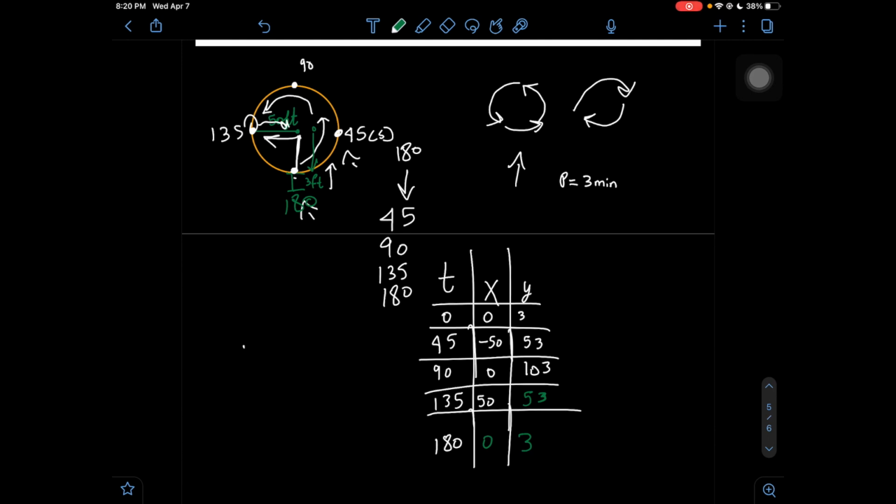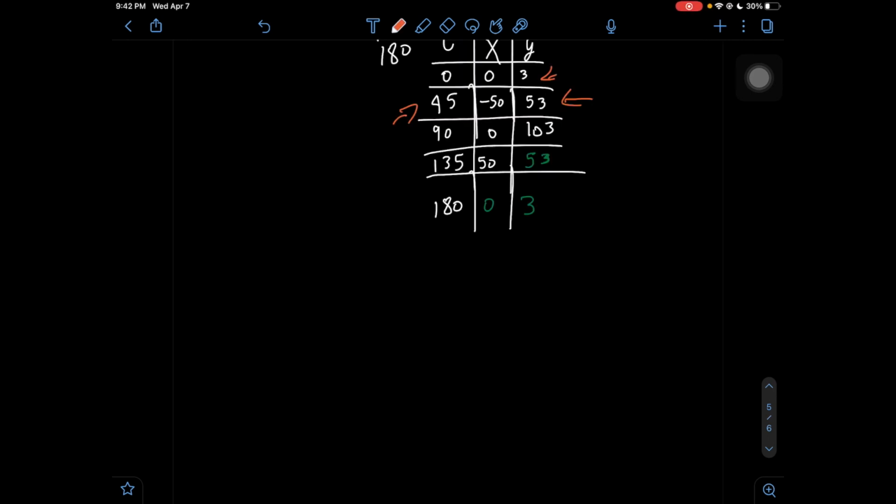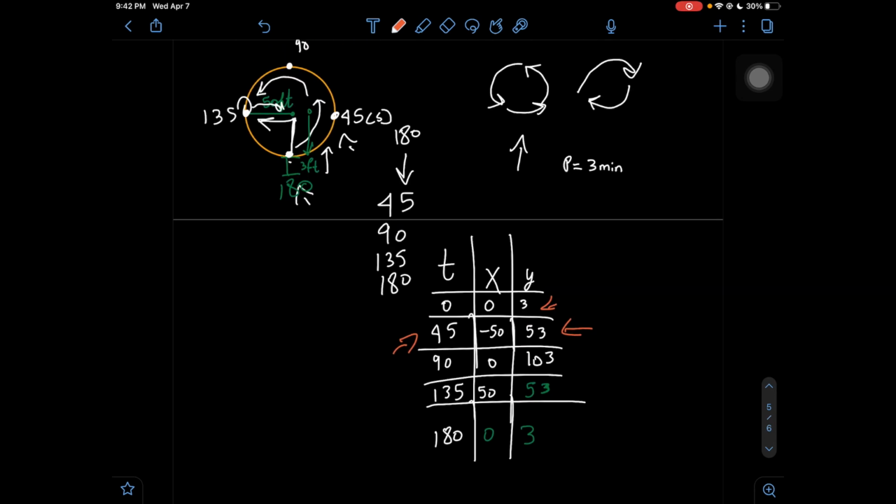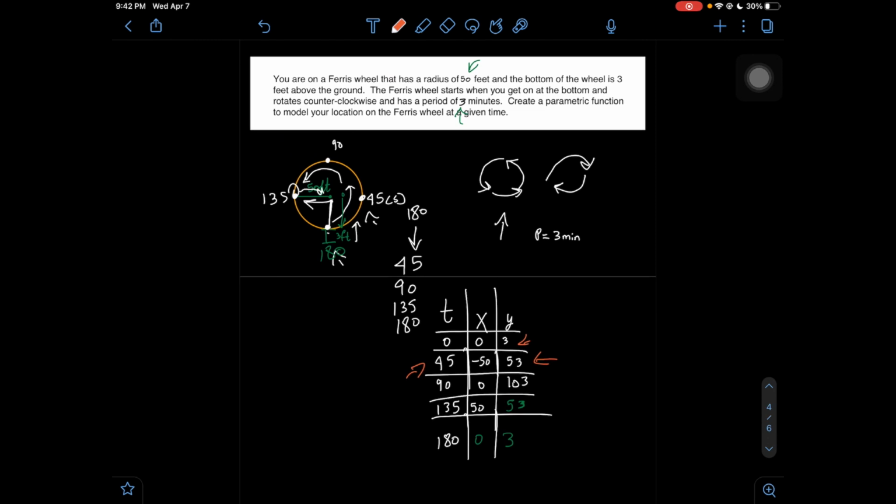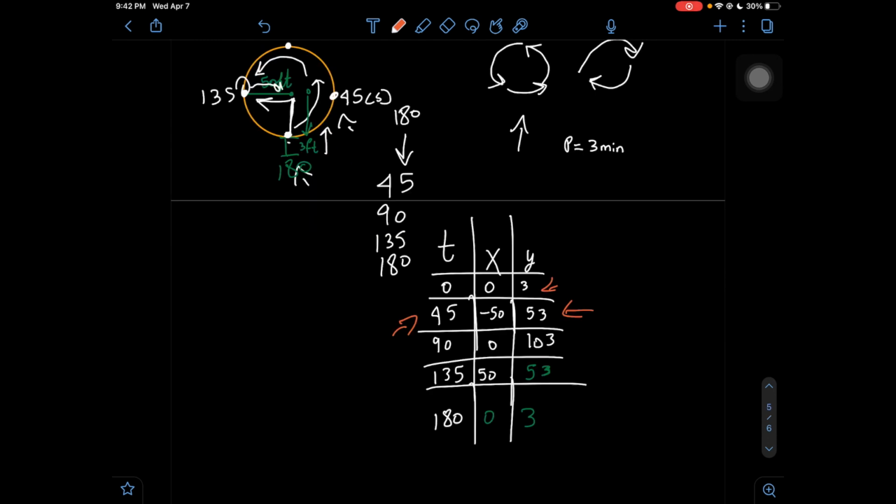So we didn't move any x, we didn't move any y, except the raised part, which is 3 feet. Now that we've completed our table, it is time to find the parametric functions that accurately describe this scenario with the Ferris wheel. Well, to do that, let's look at our data. There's something interesting in our data.